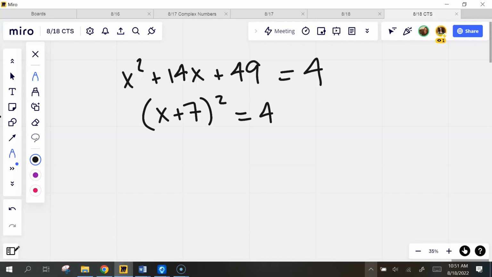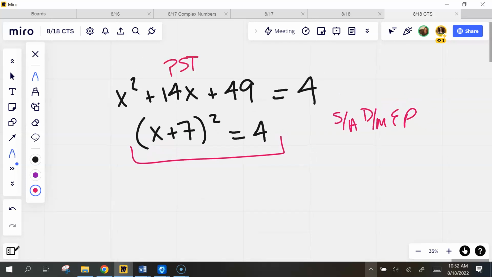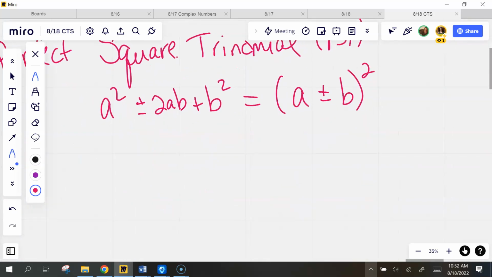Now, why is this an easy solve for me now? What y'all didn't do on your quiz is what we're going to do here. So now we're going to solve with square roots. The point is here, when we're in a form like this, it's an easy solve because I can SAD map it. This is that perfect square trinomial.